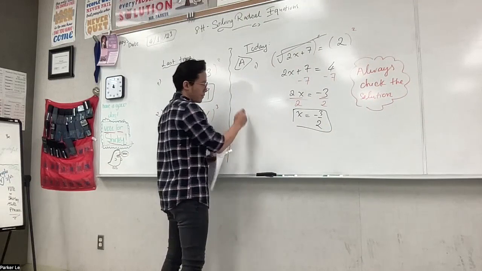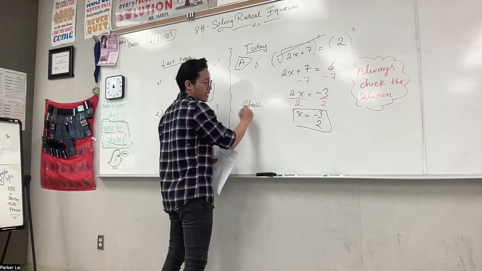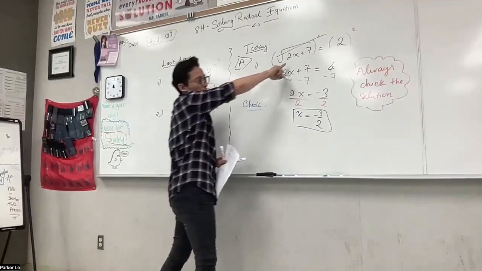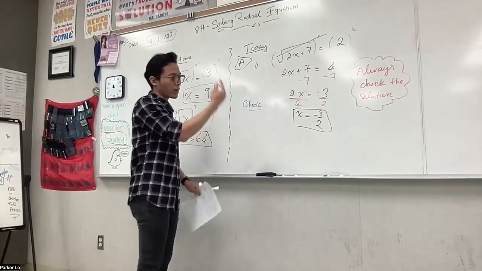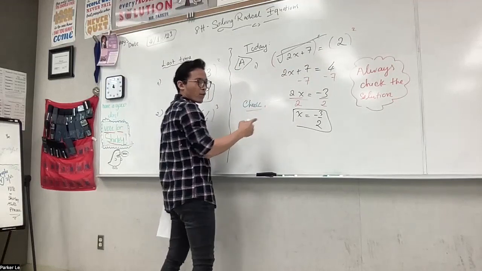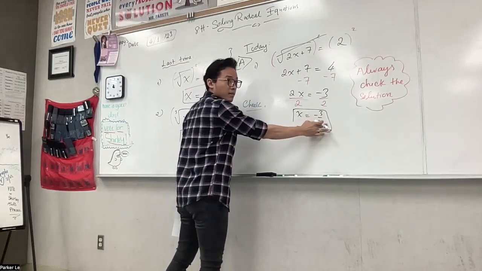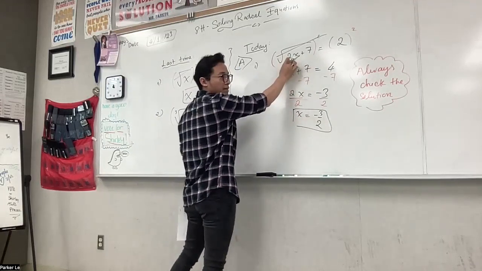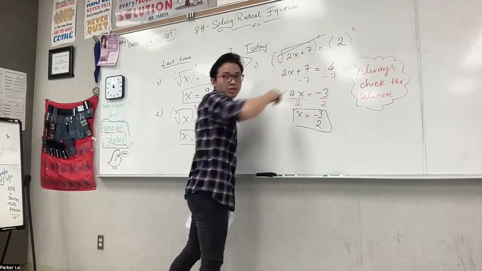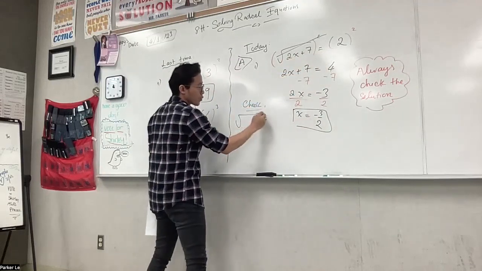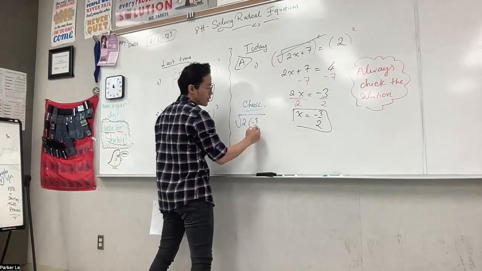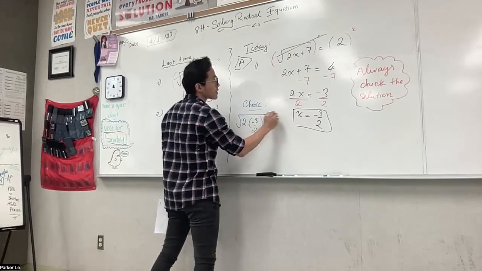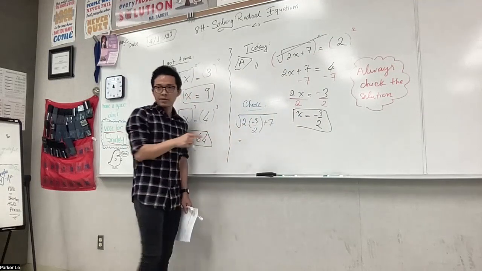So you're going to check. You can do mental math, you can just plug it in and do it in your mind to see if you get a correct answer, or you can write it on scratch paper or on the side like this. So how do I check? I'm going to plug the solution I just found back in for x, to see if I get 2. So the square root of 2 times -3/2 plus 7. What is 2 times -3/2?